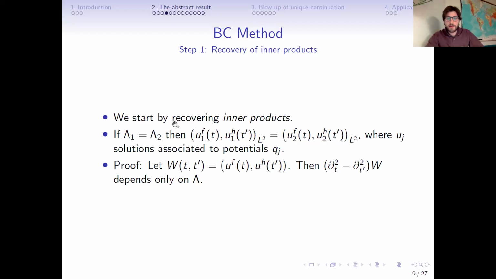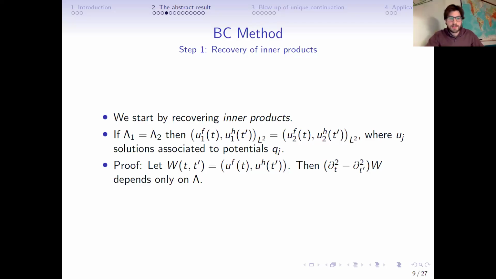The property we're talking about is the fact that if we have the same source to solution maps, then we recover these inner products. I recall F, H are arbitrary sources, t, t' arbitrary times, and these inner products are inner products in space. Once you fix time, U^1_F(t), U^2_H(t') and so on are just functions on space. And I recall again that U^1, U^2 are two different solutions, one associated to potential q1, the other associated to potential q2.